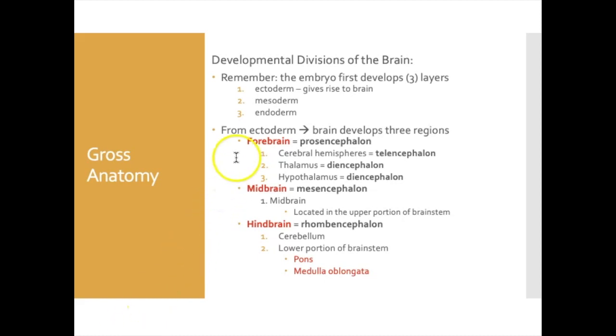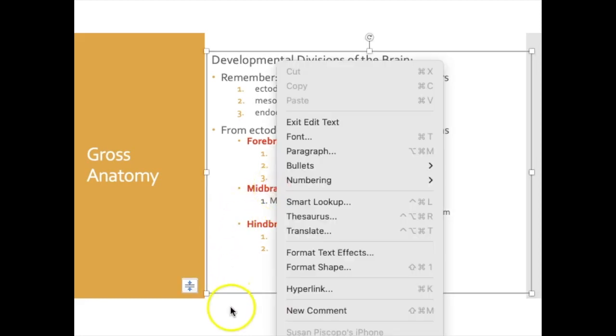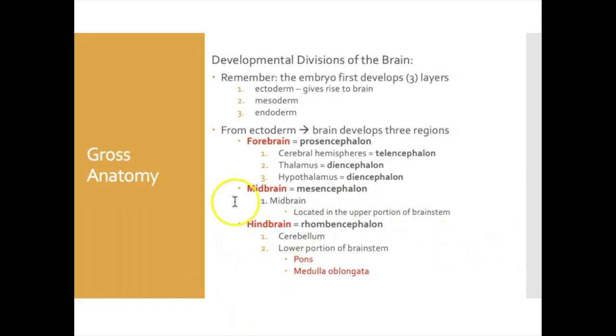So remember that the forebrain is composed of the cerebral hemispheres as well as the thalamus and the hypothalamus. Those three things together make up the forebrain. The hindbrain also contains three different structures in it: the cerebellum, the pons, and the medulla oblongata. The midbrain has only one structure in it, and I've added this in now to this slide.